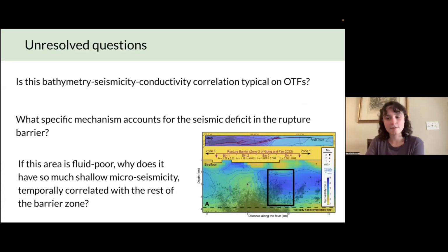And finally, if this easternmost part of the rupture barrier is as fluid poor as it looks in our survey, why does it exhibit so much shallow microseismicity that is temporally correlated with the microseismicity in the rest of the barrier zone? This is still a mysterious mismatch in those data sets.